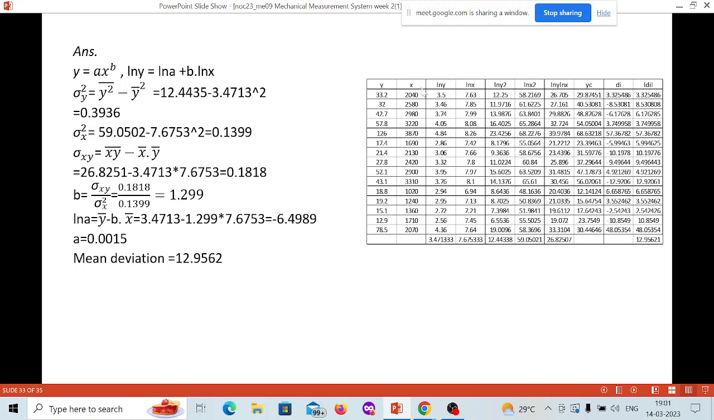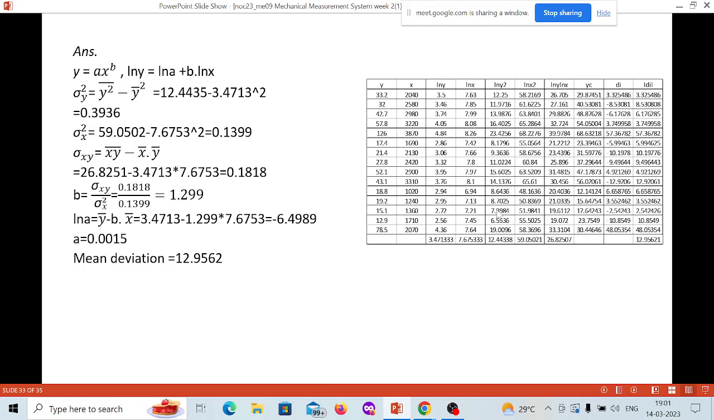So you have ln y, the logarithm of y values, so you take the logarithm of 33.2, which is 3.5, and so on and so forth, and for ln x you take the logarithm of x, so you have 7.63 and so on. So you have a different x and y value. This is just converting a product problem into a simpler linear problem. And you have the square of ln y, the square of ln x, and the product of ln y and ln x.